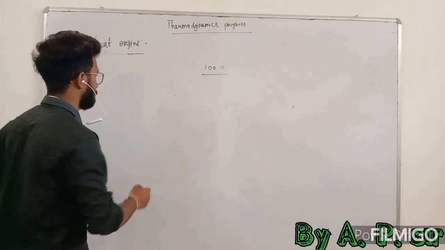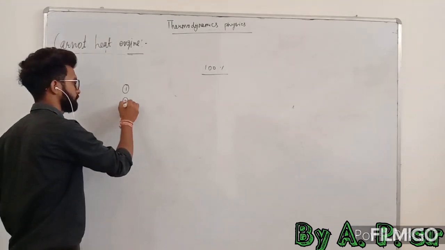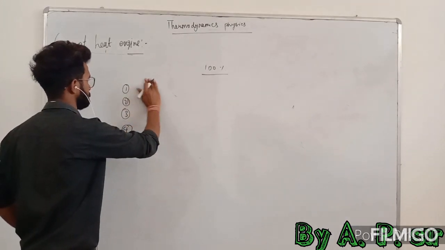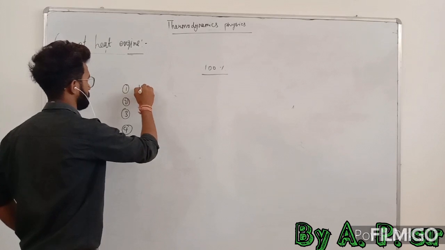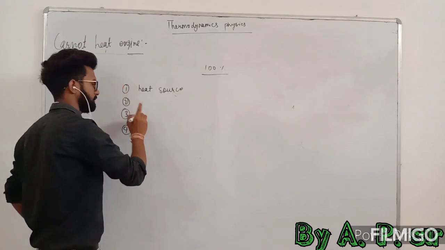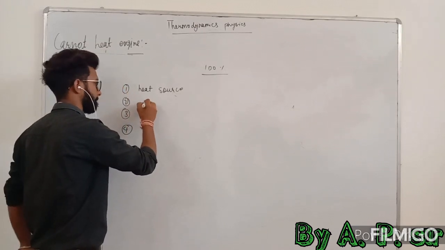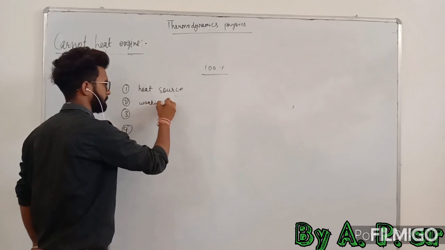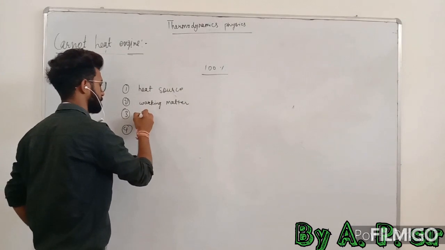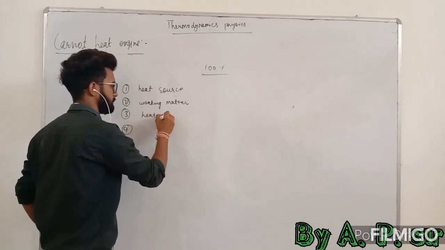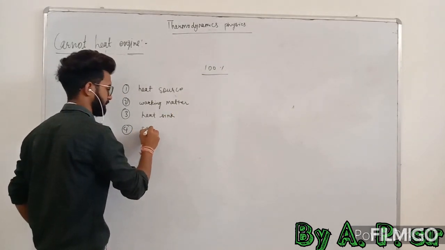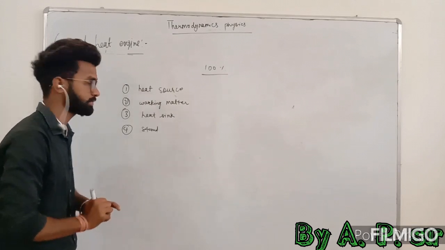There are 4 parts of the Carnot heat engine. First, heat source. Second, working matter. Third, heat sink, and fourth is stand. We read these one by one.